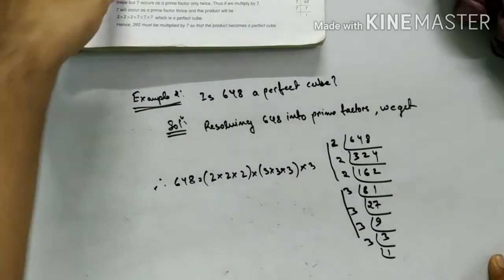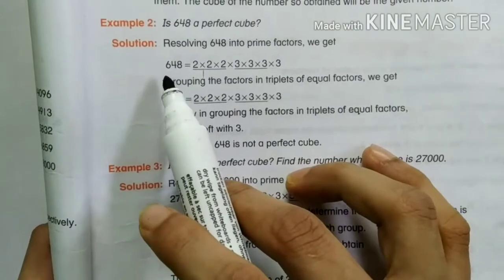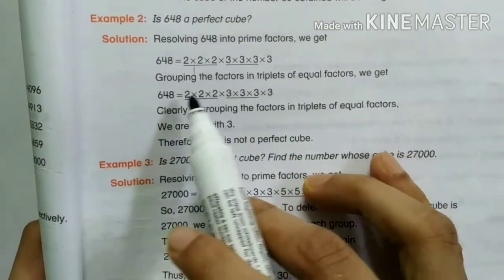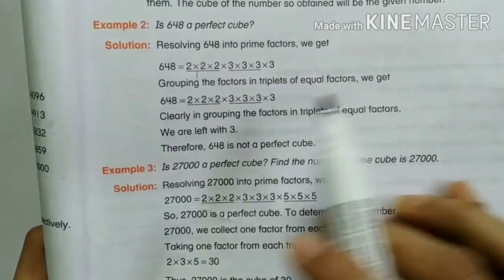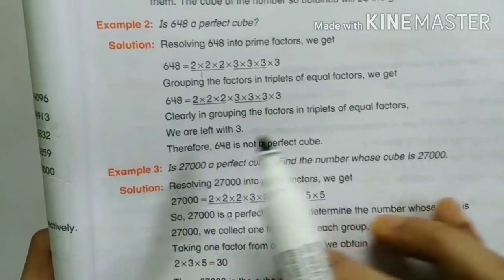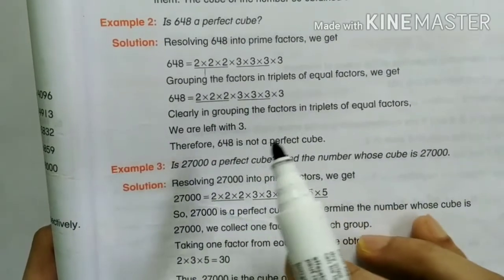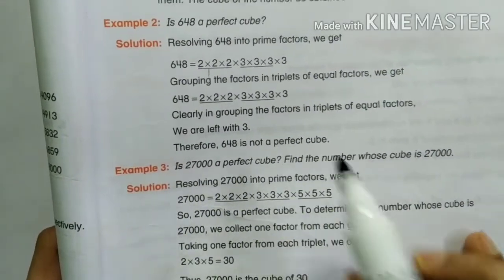perfect cube. As it is given in your book, you see first of all they have taken out the prime factorization of 648, and grouping the factors in triplets of equal factors, we get this. Clearly, in grouping the factors in triplets of equal factors, we are left with 3. So therefore 648 is not a perfect cube.